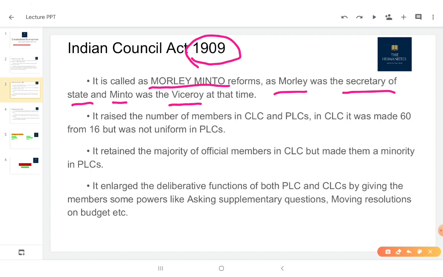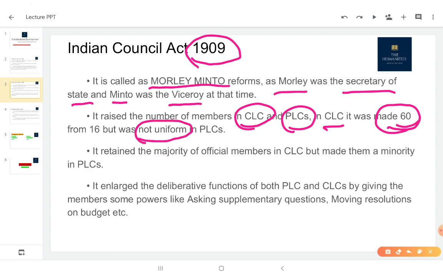This act raised the number of members in the CLC and PLCs. In the CLC it was made 60, the maximum number, but for PLCs this was different. So it was not uniform in all PLCs. So it was made 60, right from 16.